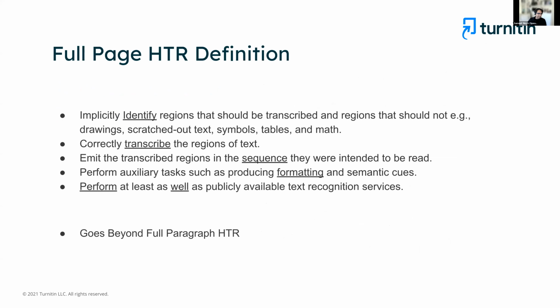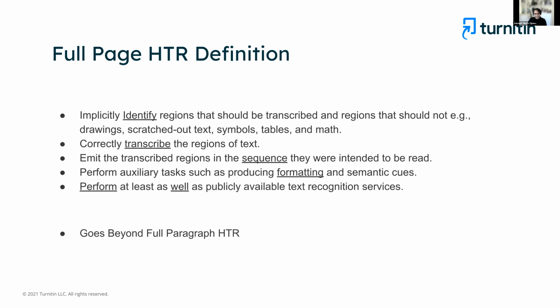So it's basically just stating the problem formally. The problem is to implicitly identify regions that should be transcribed and regions that should not be. Drawings, scratched out text, some unrecognizable symbols, tables, and math should not be transcribed. So the model has to recognize the difference and then correctly transcribe the text regions in the sequence that they were intended to be read. That's another thing that the model has to implicitly learn.